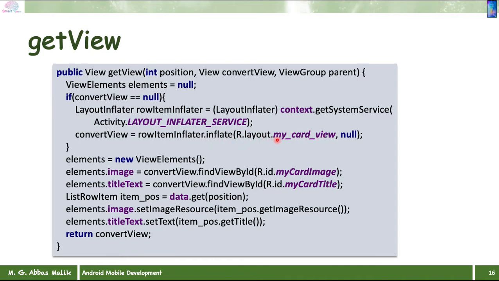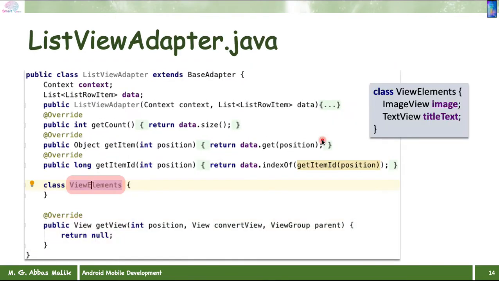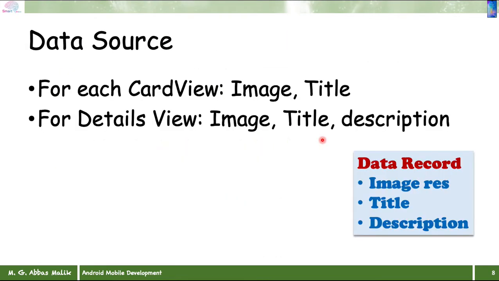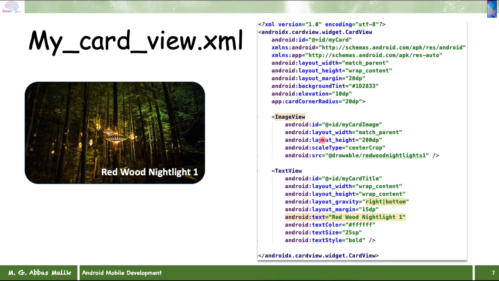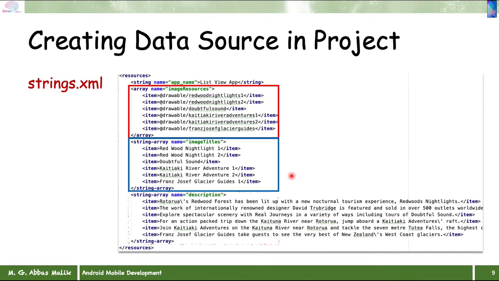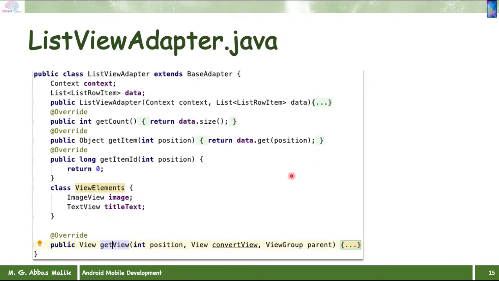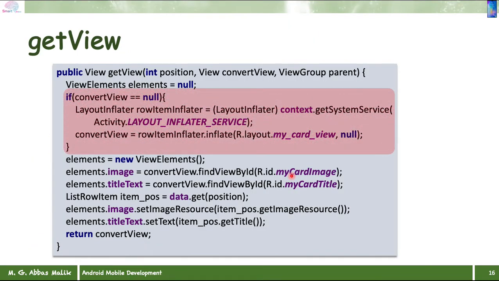Look what we're saying: R dot layout dot my card view, that card view layout that we have created. Where is that one? Let me quickly go back to show you this one. Yeah, this specific layout we want to create. It will create an object of the card view, an object of the image view, and an object of the text view. So it will create all those objects of that specific layout. Yeah, so that is done.